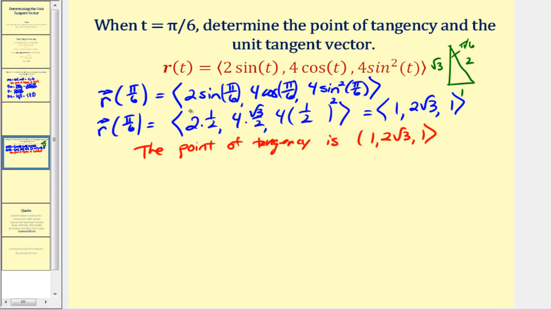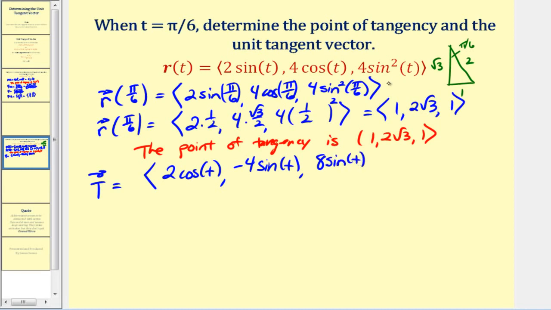Now let's go ahead and determine the unit tangent vector valued function. So we'll find the derivative of r and then divide by the magnitude of r prime. The derivative of 2 sine t is going to be 2 cosine t. The derivative of 4 cosine t would be negative 4 sine t. And then for the z component, we'll have to apply the chain rule. So we'll multiply by 2, that's going to be 8 times sine t times the derivative of sine, which is cosine t.